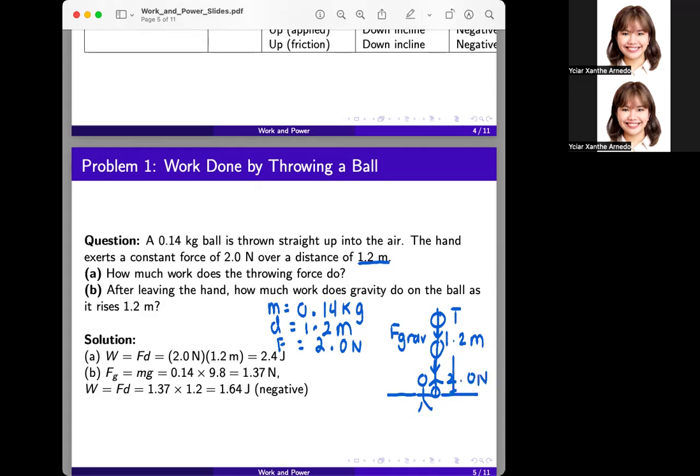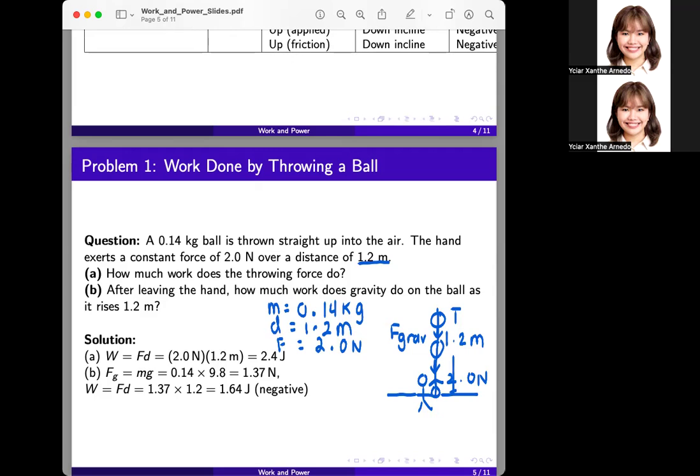So after drawing this diagram, we know that we have applied force upwards and the direction of the displacement is also upward. So same direction as the force. Is there work? The answer is yes. With the magnitude of the force being 2 newtons and the displacement being 1.2 meters, the force and the displacement point in the same direction and the work done is expected to be positive.